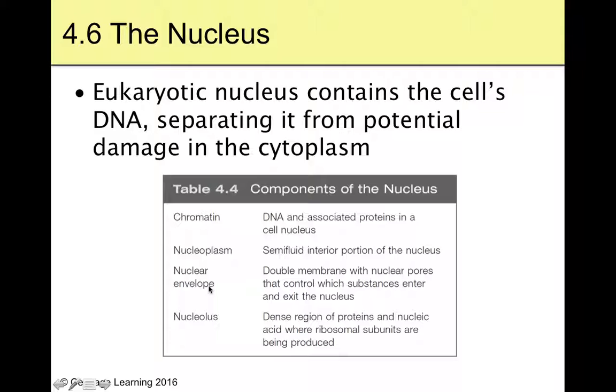We have a nuclear envelope, and the nuclear envelope is a double membrane with nuclear pores, and it does the same job our cell membrane does. It keeps the outside out and the inside in, and it lets certain things go out and certain things come in. And then the cool thing about a nucleus is inside that nuclear envelope we have a nucleolus, and it's this really dense region of proteins and nucleic acids.